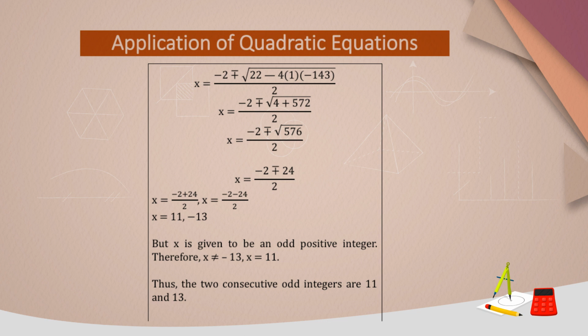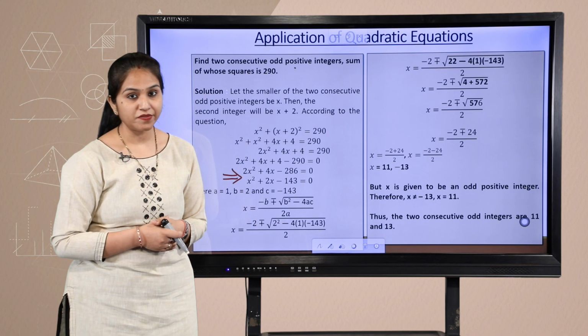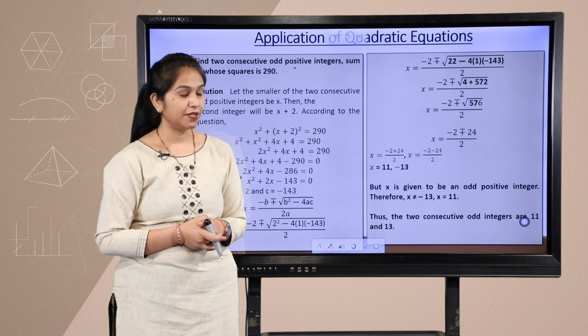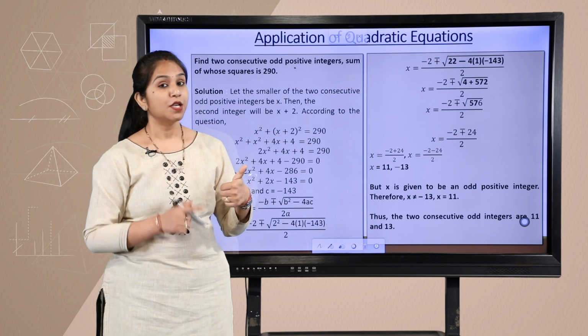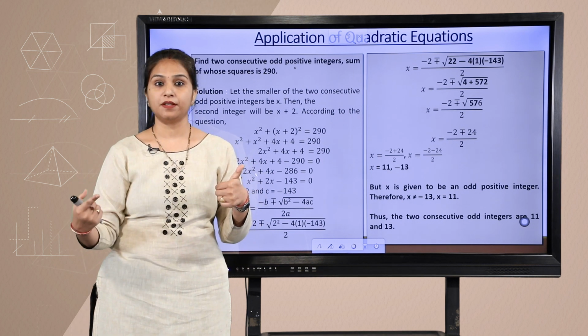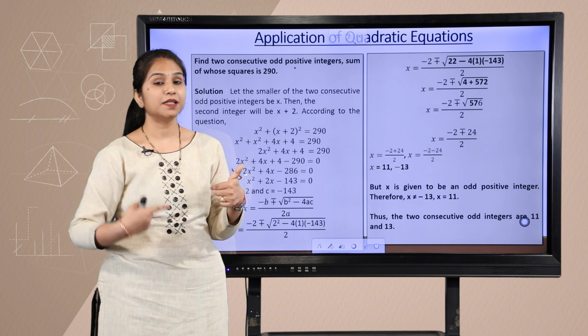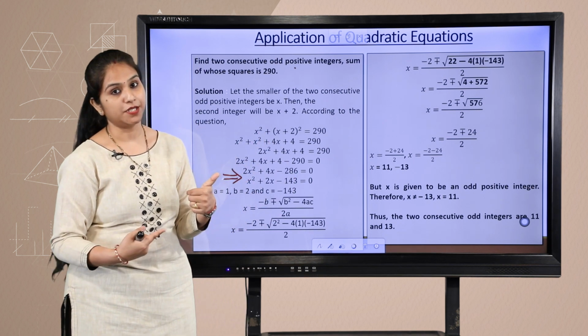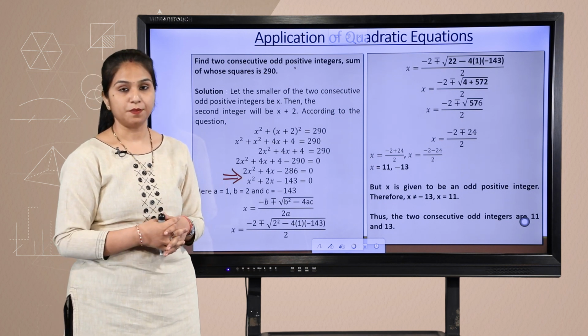Now you are getting two values, so which value are you going to consider? Again come to your question. Your numbers are positive integers and your values are 11 and negative 13. Negative 13 is not a positive number, so we will go with the positive value of x, that is 11. So one of my numbers is 11. What is going to be my second number then? Because they are odd numbers, there is a gap of 2. So if one is 11, your second number is 13. So these are the required numbers.